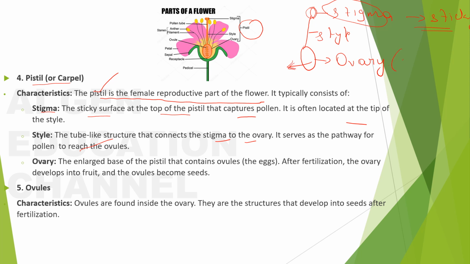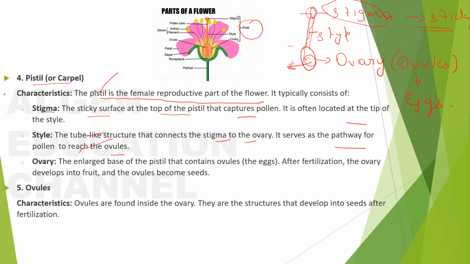Ovary. Ovary has ovules, eggs, okay? Ovules are also called eggs. Now, the pollen will fall here and through this style, the pollen will get into the ovary and combine with the eggs, okay. So this is the style and this is stigma. The style is the tube-like structure that connects the stigma to the ovary. It serves as the pathway for the pollen to reach the ovules.